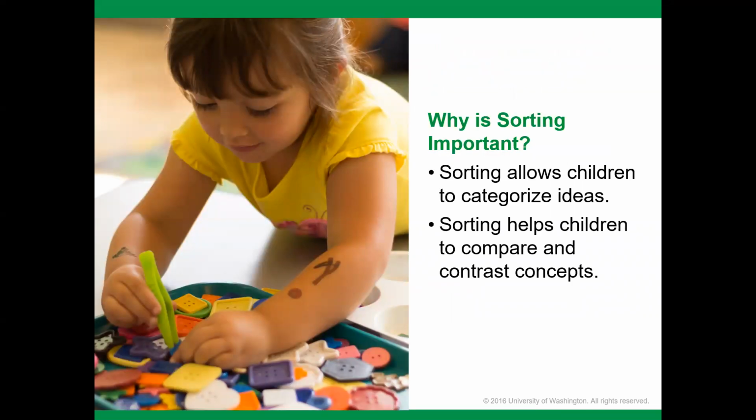Why is sorting important? Sorting allows children to categorize ideas. Sorting helps children to compare and contrast concepts. When you see children play, usually they do sort things into different categories, and they analyze in categories. For example, when they play, they might categorize all the animals together and all the cars together, because they're able to categorize things. So you can use their ability to categorize things and their knowledge of categorizing things for phonological awareness.